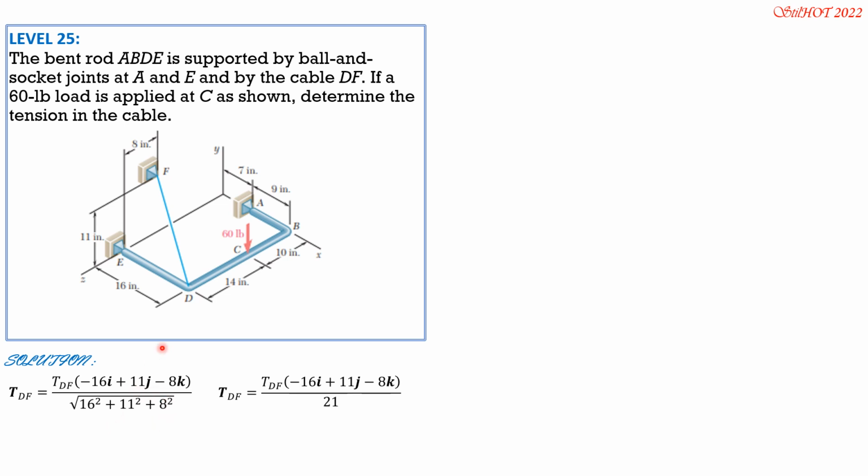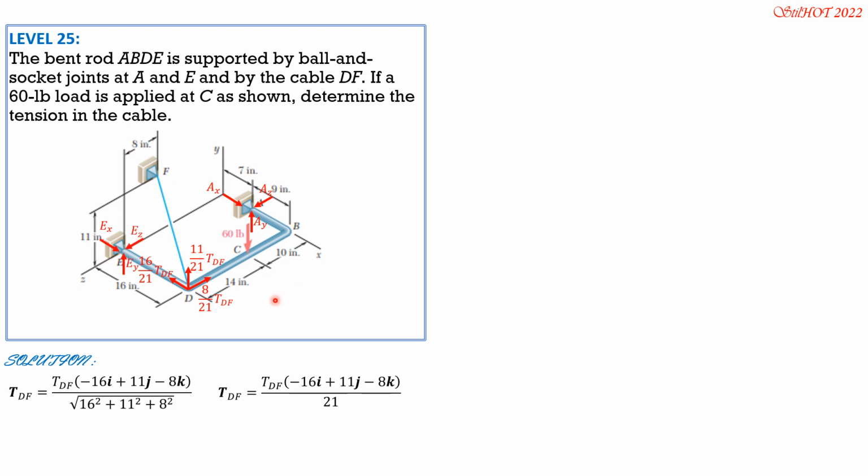So let's transmit it at D. So 16 over 21 DF, 11 over 21 DF, and 8 in that direction over 21 DF. You can also move it at F if you want, but I put it here so that we can easily solve for AY. That's the plan. Reaction components at A, reaction components at E.